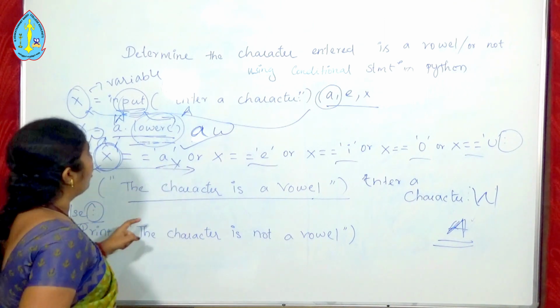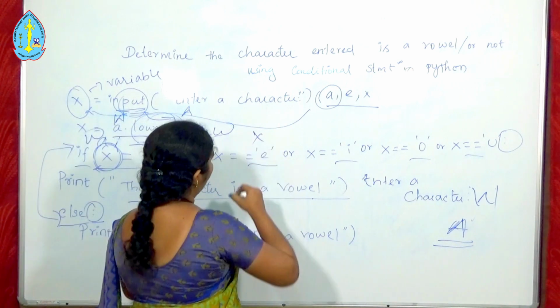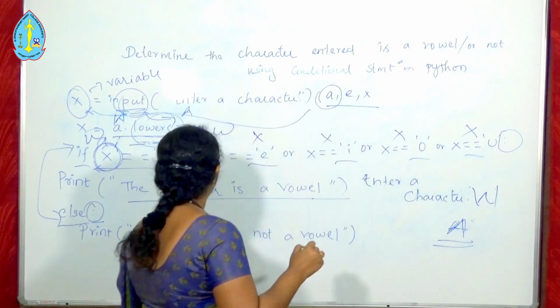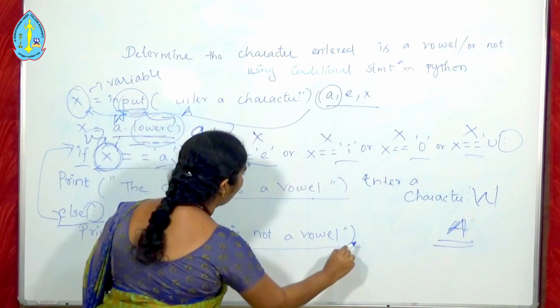No, the condition is wrong. Then the x equal to e condition is wrong, i condition wrong, o condition wrong, u condition wrong. So then the result will be: the character is not a vowel.